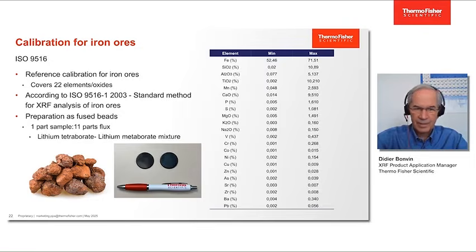It's very well described how to prepare the samples and what kind of reagents and chemicals to use for the calibrations. And then we prepare these iron ore samples as fused beads with 1 part sample, 11 part flux, using a lithium tetraborate, lithium metaborate mixture. And this is able to provide the best accuracy possible for these iron ores ranging from around 52% iron up to 71% iron. Plus all the traces that you can see here and the minors as well.